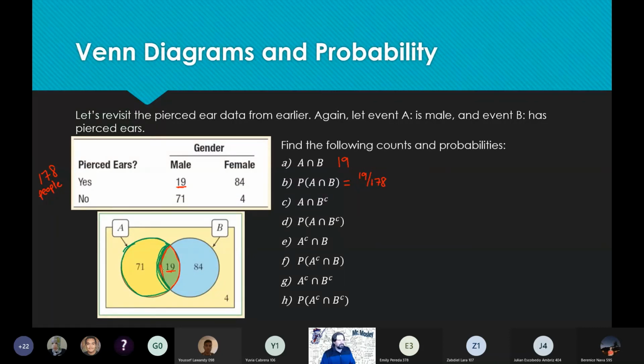So we can essentially draw it poorly like this. The other part of the data that's not in B is the 4 over here, but it's also not in A, so we can't count it because it must be in A and not in B. So that leaves us with just the 71. So our probability is 71 out of 178. Any questions or anything I can clarify about that one?